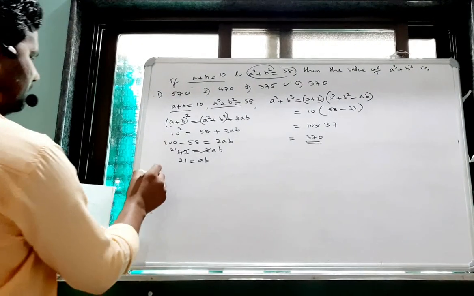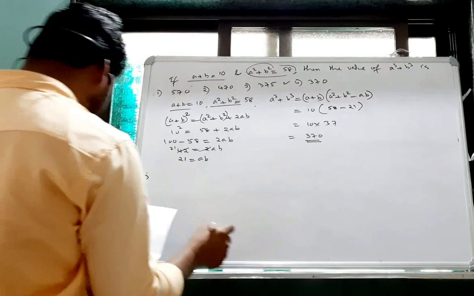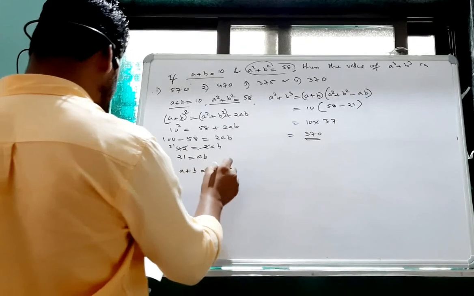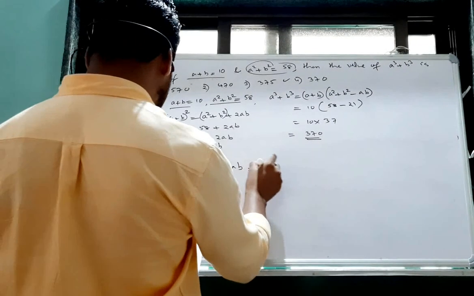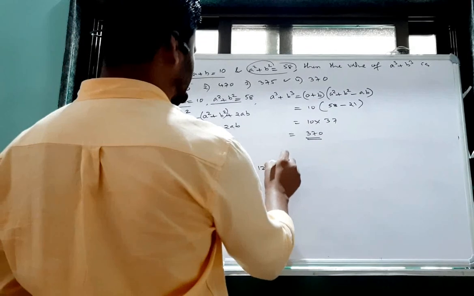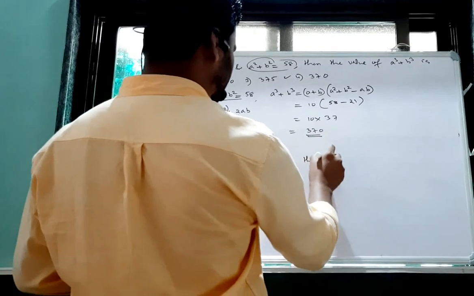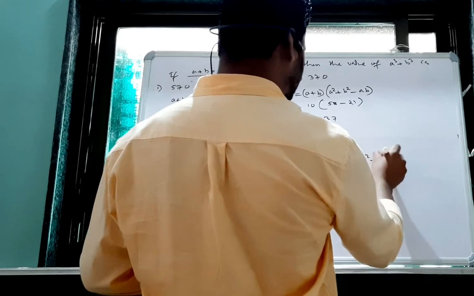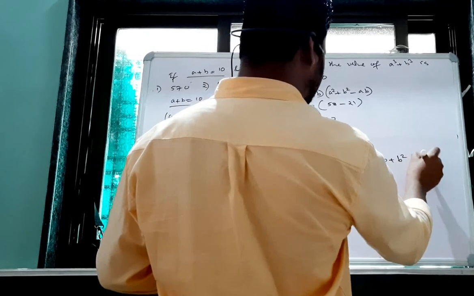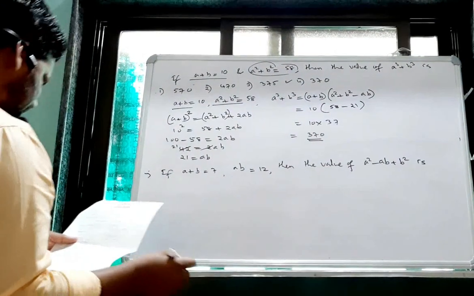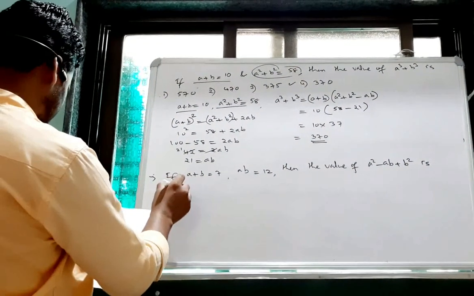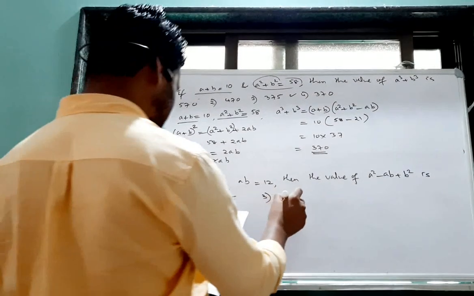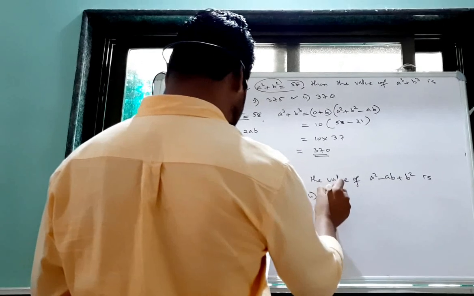Next question: if a + b = 7 and ab = 12, then the value of a² − ab + b² is? First one is 14, second one 15, third one 13, fourth one is 16.